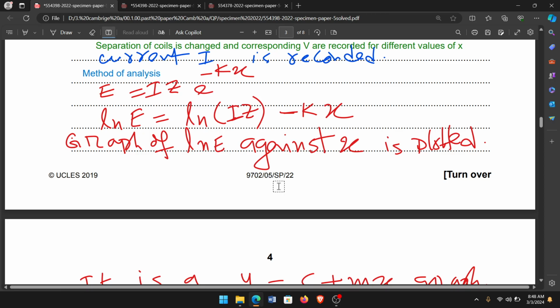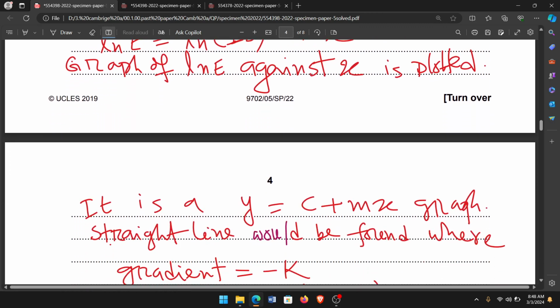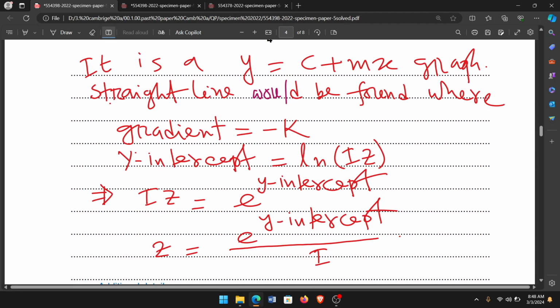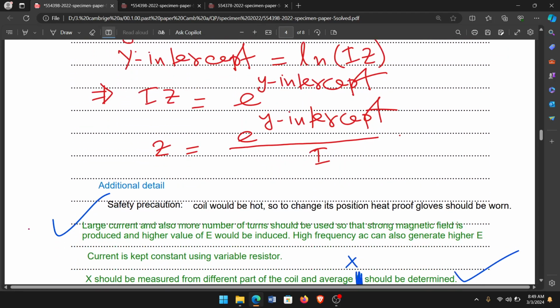Try to make it a y equals mx graph, right? That's why we took ln here instead of E. If you see other values, then you can use log in that case. This would be a straight line. Look at this. The y-intercept is this, then Iz is e to the power of this. This is math, right?